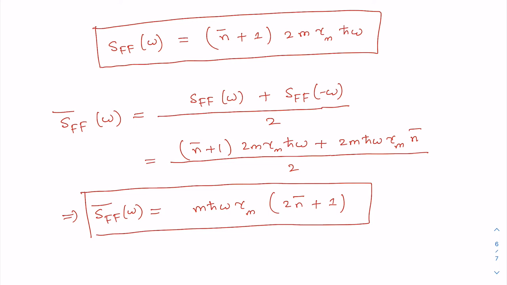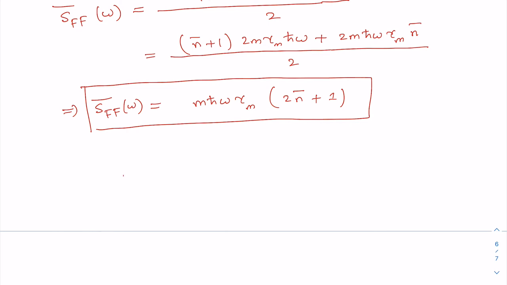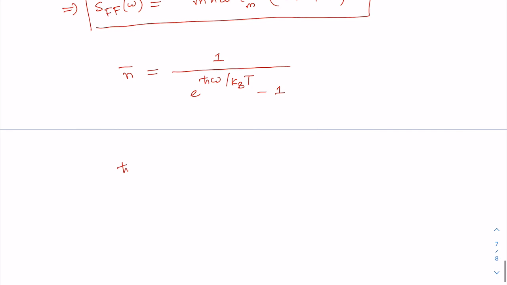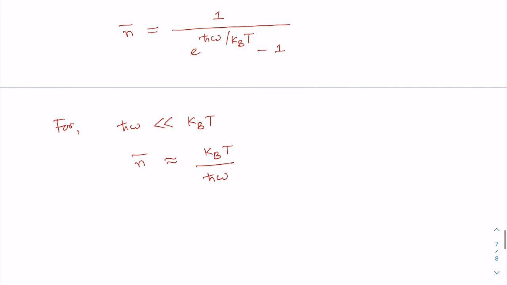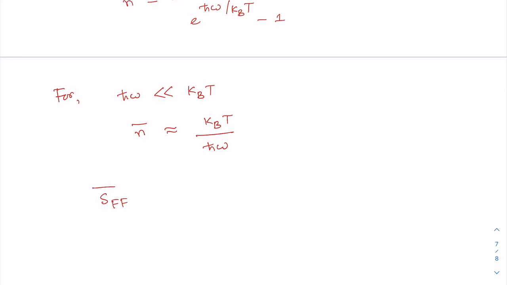Now the other part is what happens at very high temperature. To analyze that, we know that the average number of quanta n̄ is equal to 1 by e to the power ħω by k_B T minus 1. Now at very high temperature, that means when ħω is much less than k_B T, we have n̄ nearly equal to k_B T divided by ħω, and therefore I can now write S̄_FF at ω, this symmetrized function, would be equal to 2mγ_mħω and then k_B T by ħω.